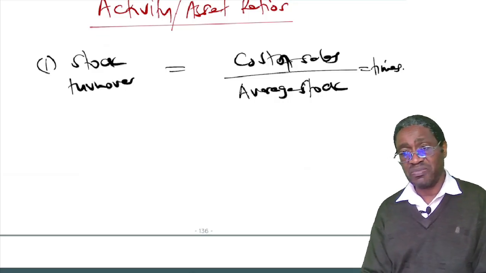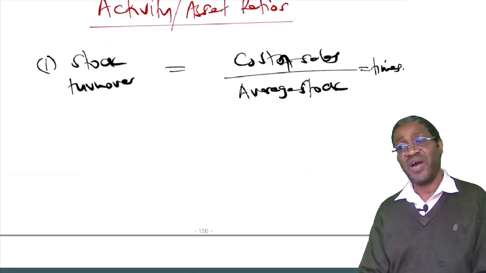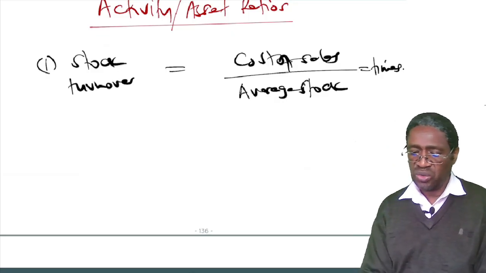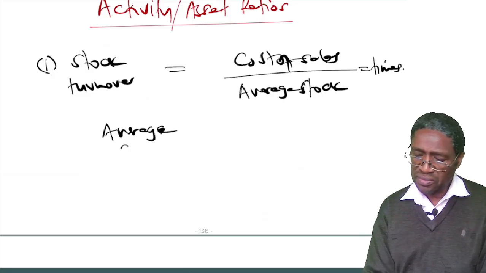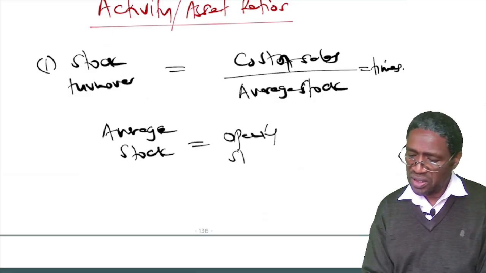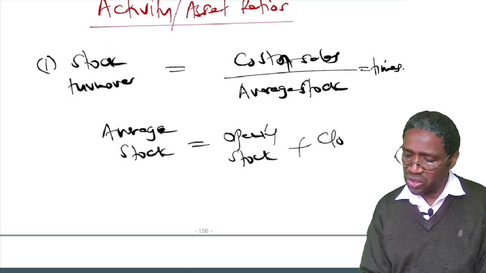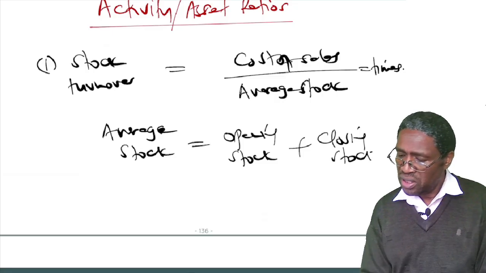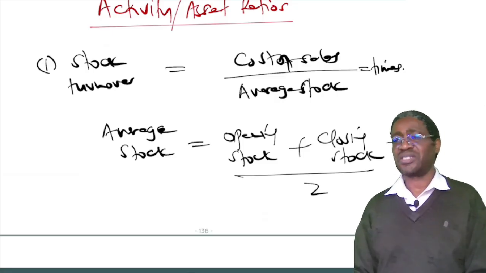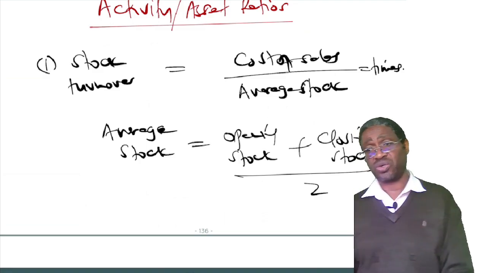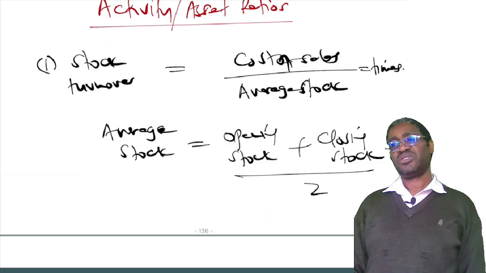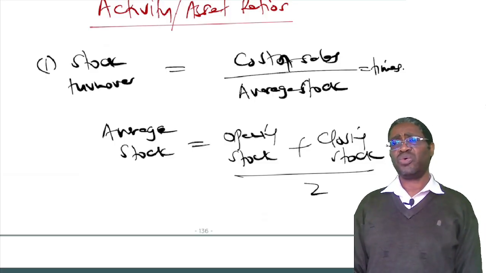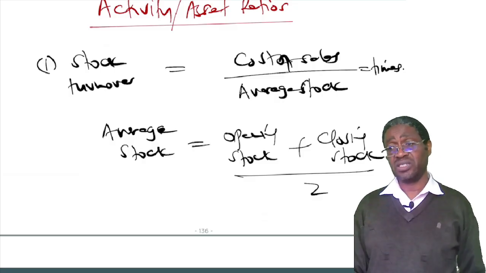And we are saying you get it by taking the cost of sales and dividing that by average stock. Listen, to determine the average stock, we normally take the opening stock plus closing stock, and you divide that by 2. That's how we normally get the average stock. Take the opening stock plus closing stock, you divide by 2. Good. That's the first ratio which we are using under activity ratios.